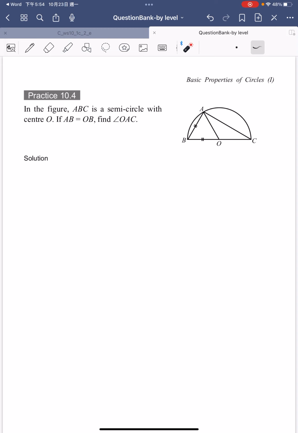As we have AB equal to BO, but BO is actually the radius from O to B, which is the same as OA. So now we have OA equal to OB by using the radii, so that it is equal to AB as well. This is given.